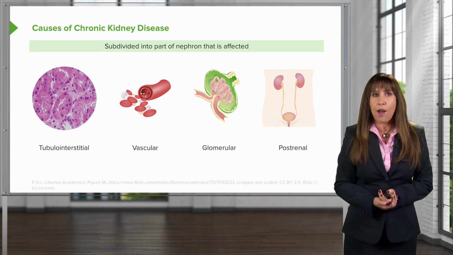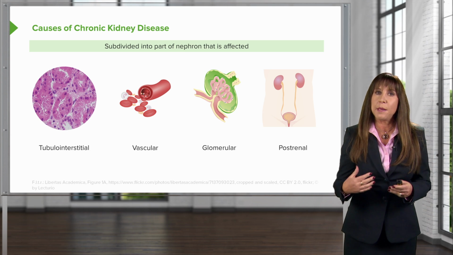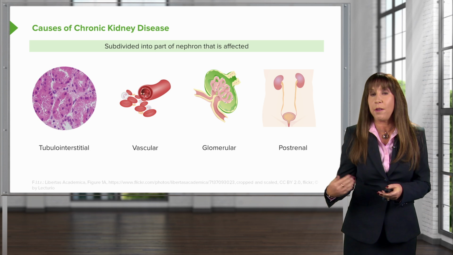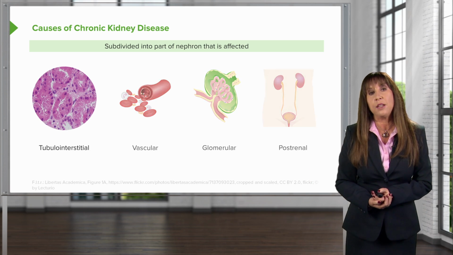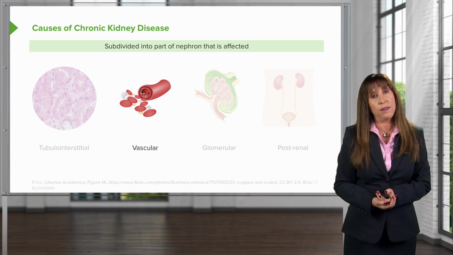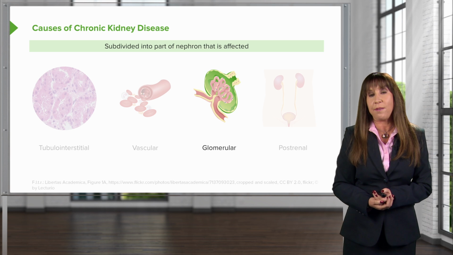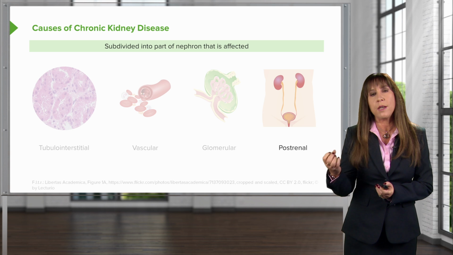So let's talk about some of the most common causes of chronic kidney disease that you're going to encounter. And when I do this, I really like to subdivide them into the different parts of the nephron or different parts of the kidney that are affected. So that includes the tubules and interstitium, the vascular component of the kidney, the glomerular component of the kidney, and then post-renal parts of the kidney, which means that there's a process going on anywhere from the renal pelvis to the bladder.